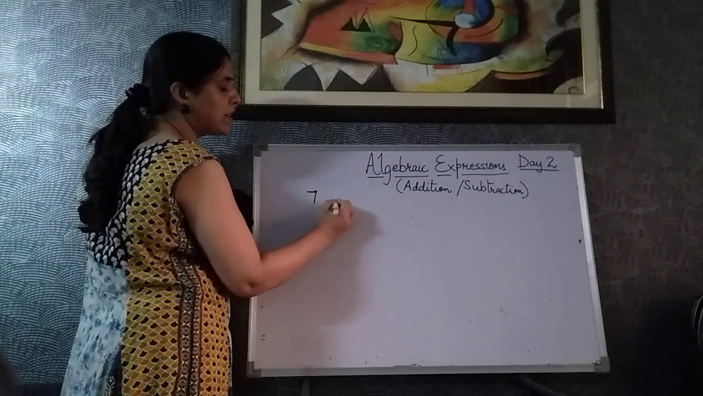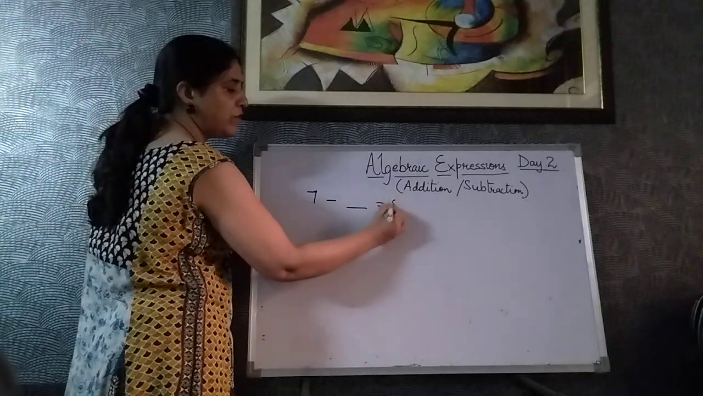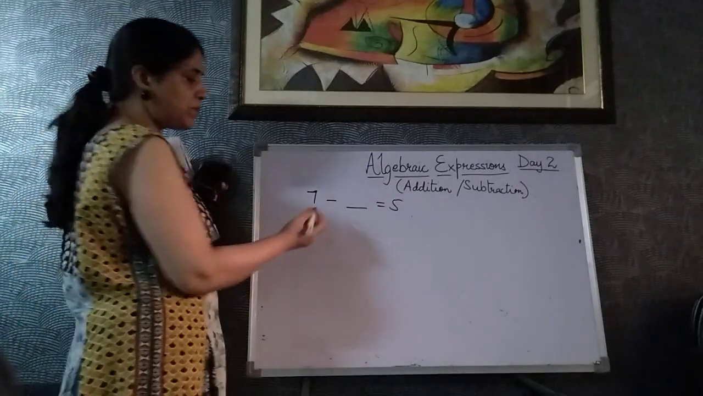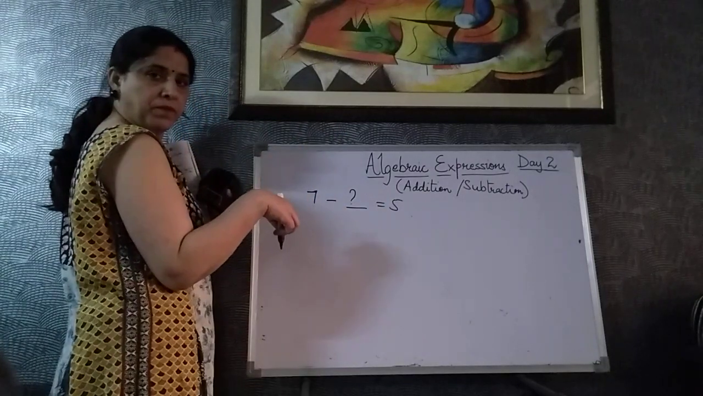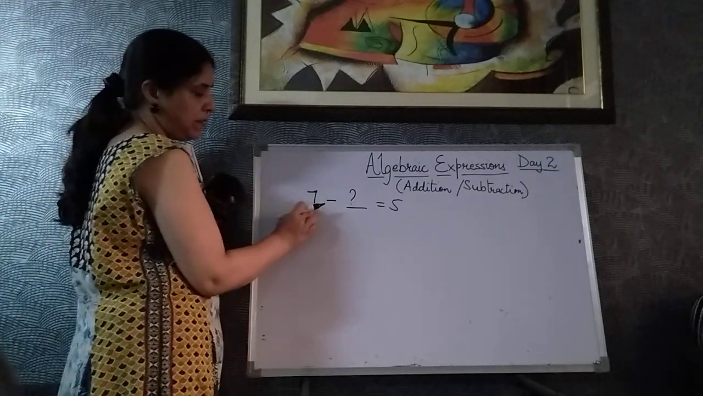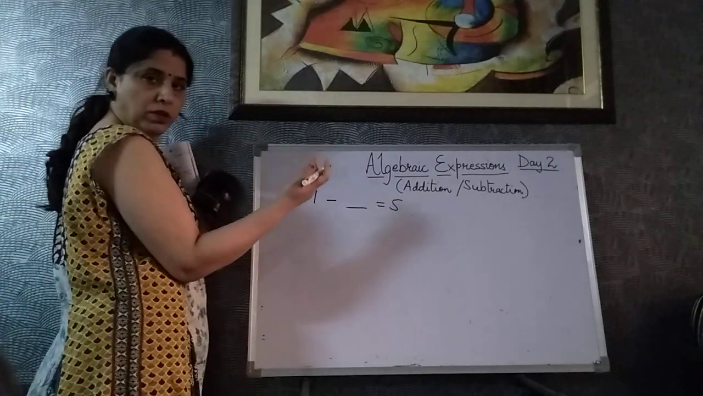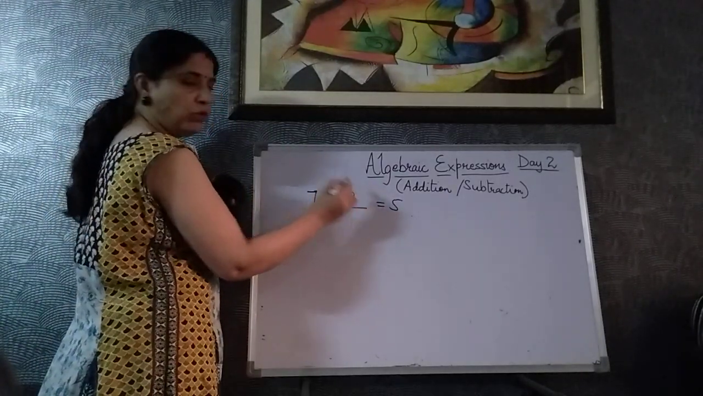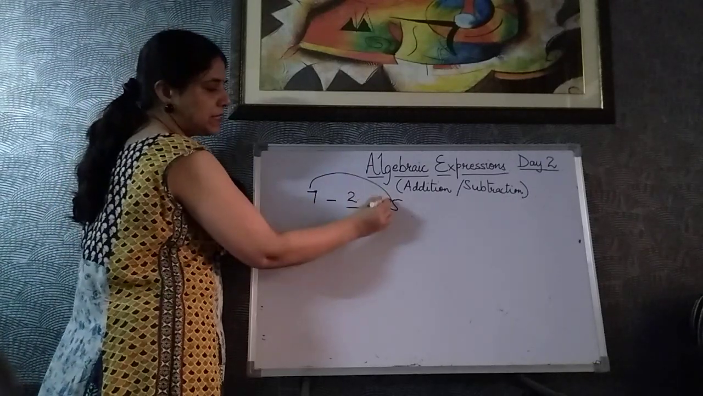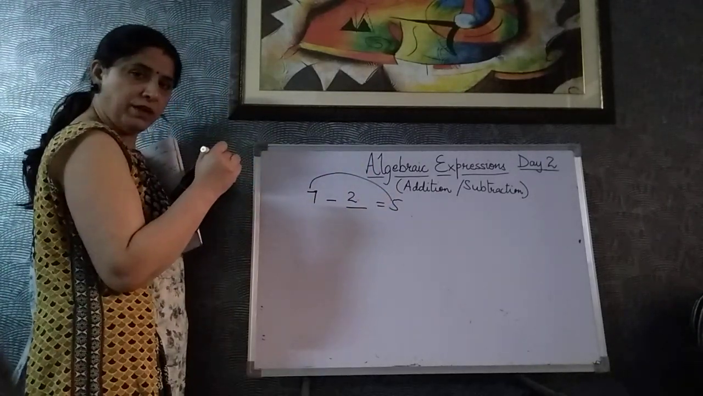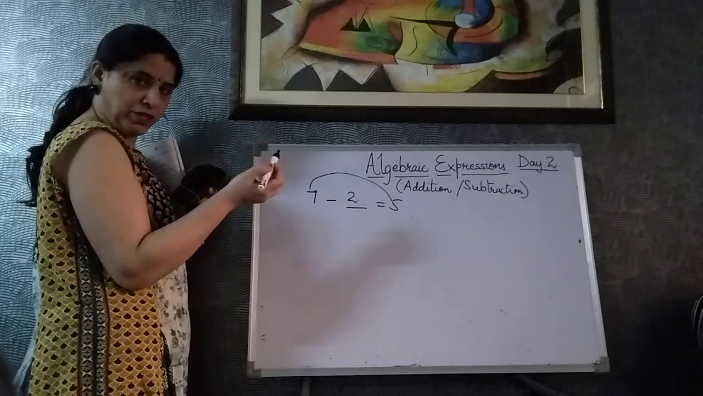What should be subtracted from 7 to get 5? What is to be subtracted? Can you tell me this? You will all say 2. Yes, because 7 minus 2 is 5. But how did you get this 2? This minus this. First expression minus the second expression.